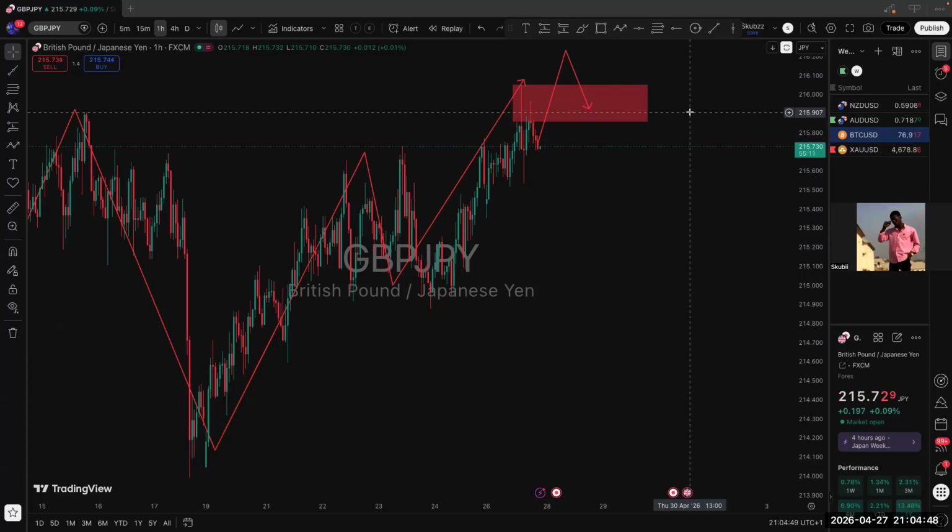Any questions? Oh, this is GBP/JPY. Any questions? Any currency pairs you guys want us to take a look at before we call it an evening? No worries, no worries. You guys are welcome.